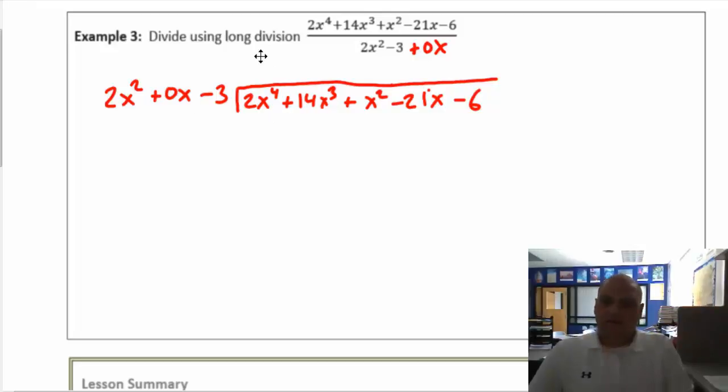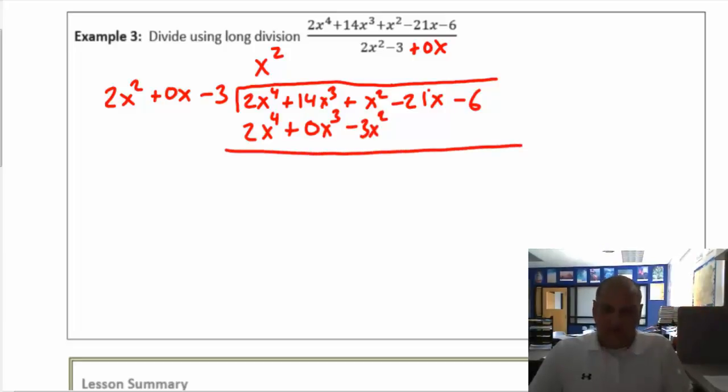2x squared into 2x to the fourth. You already got the 2. You need another x squared there, so that's going to be our quotient, x squared. Multiply it. 2x to the fourth. Multiply. Anything times 0 is going to be 0, so it's going to be 0x to the third, and then minus 3x squared. Change your signs. Minus, minus, plus. So that's 0. You get 14x to the third plus 4x squared, and then bring down negative 21x.